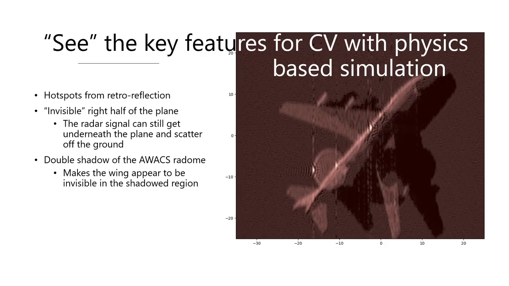And I'd just like to give one example of that. This is an example of a simulated radar image. And in these images, we actually see some of the aspects that are important for the radar sensor. You see hotspots from the reflections on points of the plane.